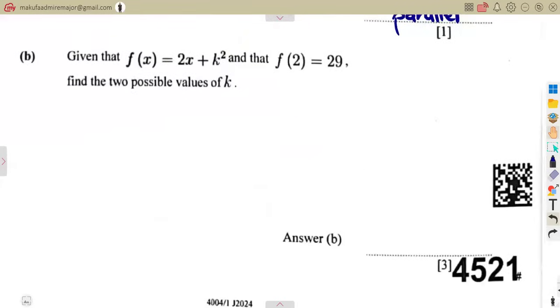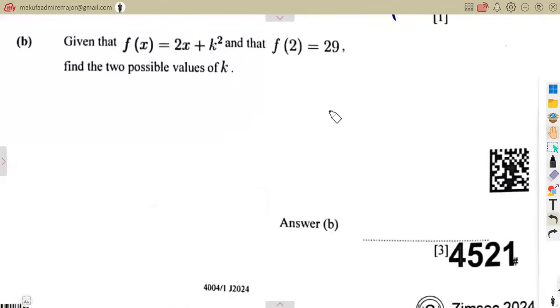All right. Given that f of x is equal to this part that you're given, which is 2x plus k squared, and f of 2 is 29. F of 2 means that where there is x, we are going to substitute 2.